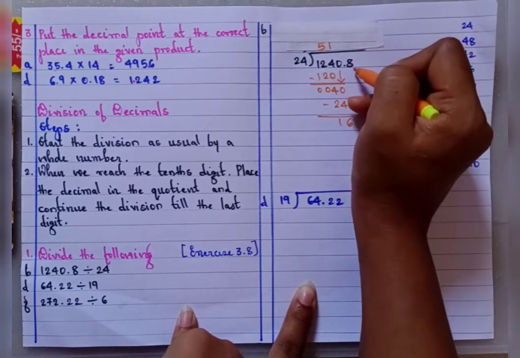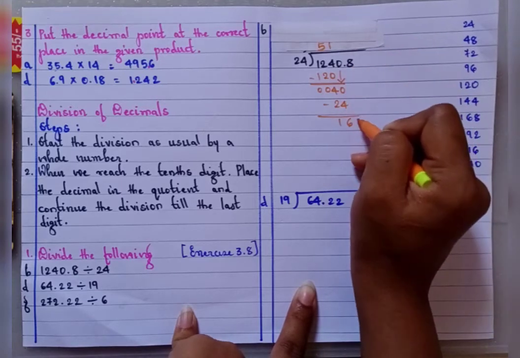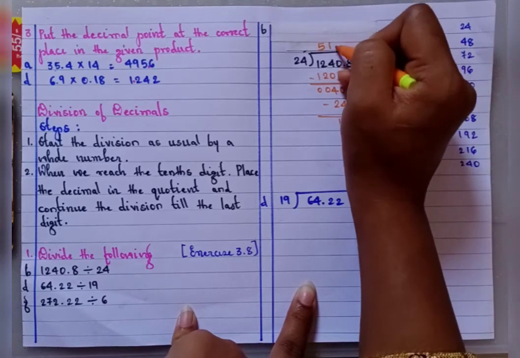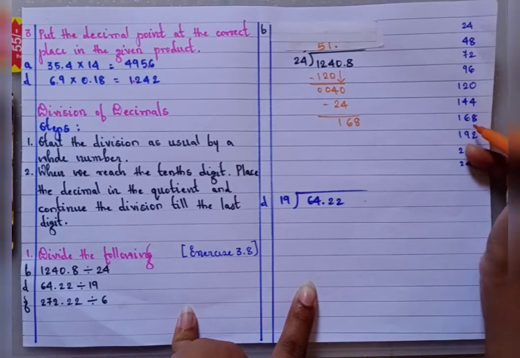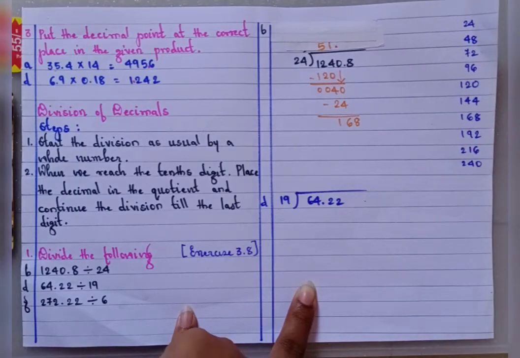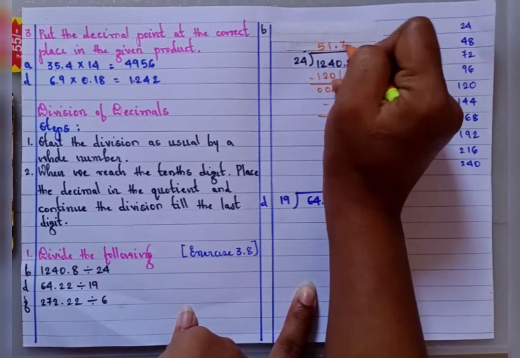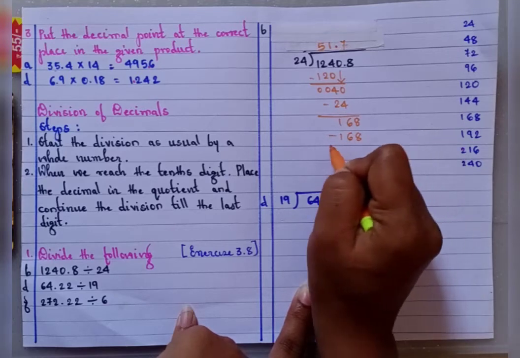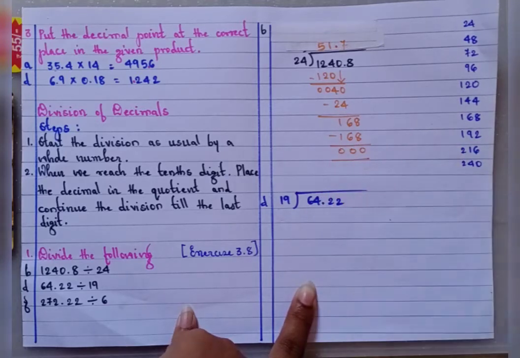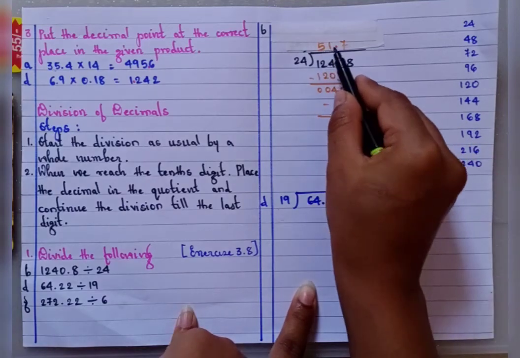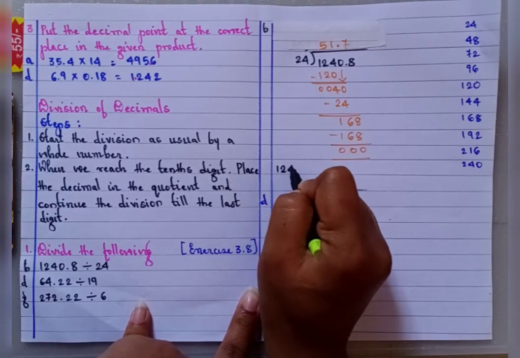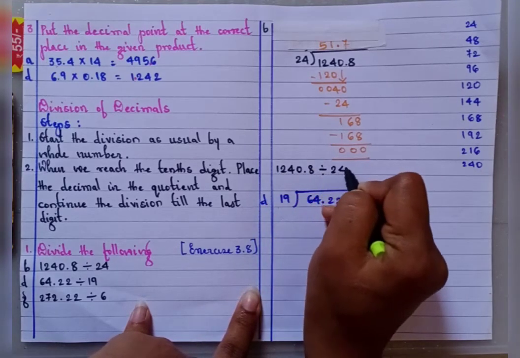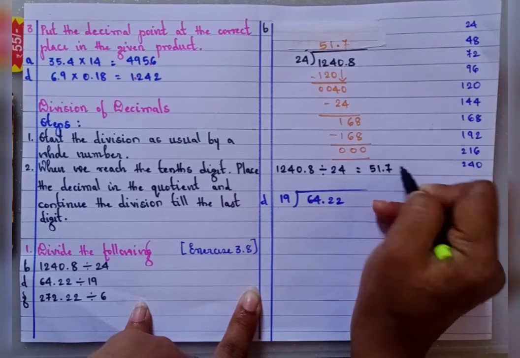And now we are taking the next digit 8 down. As before 8 there is a decimal point, we need to put a decimal point here. So the nearby number to 168 in this table is 168. So 24 sevens are 168. So 168 minus 168 is 0. Therefore, what's the final answer? Our final answer is 51.7. Therefore, let's write: 1240.8 divided by 24 equals 51.7.